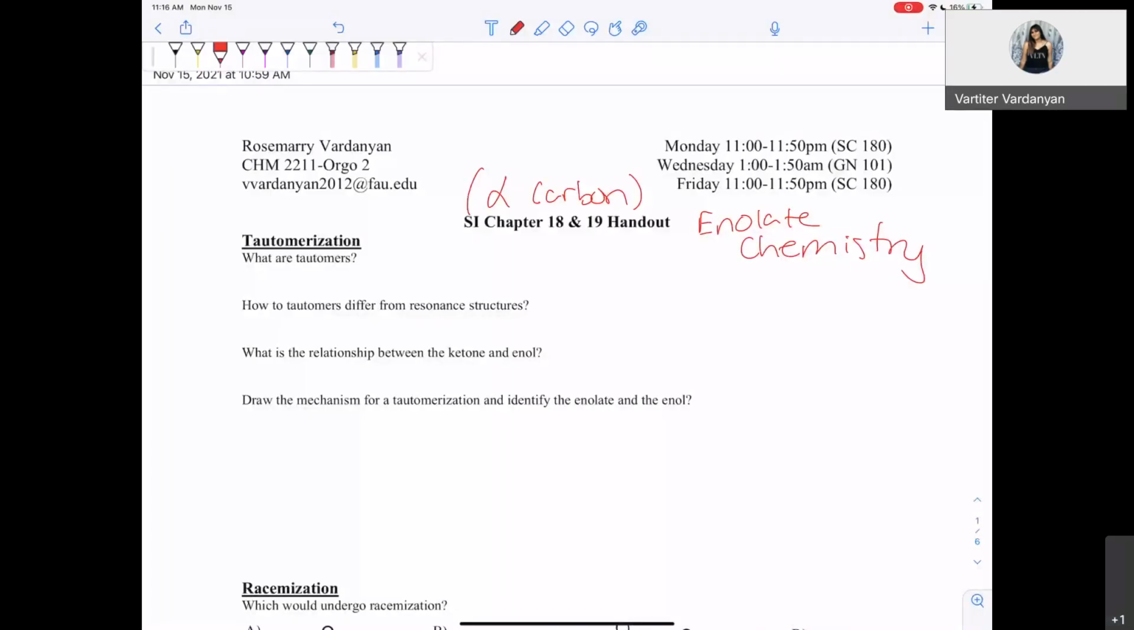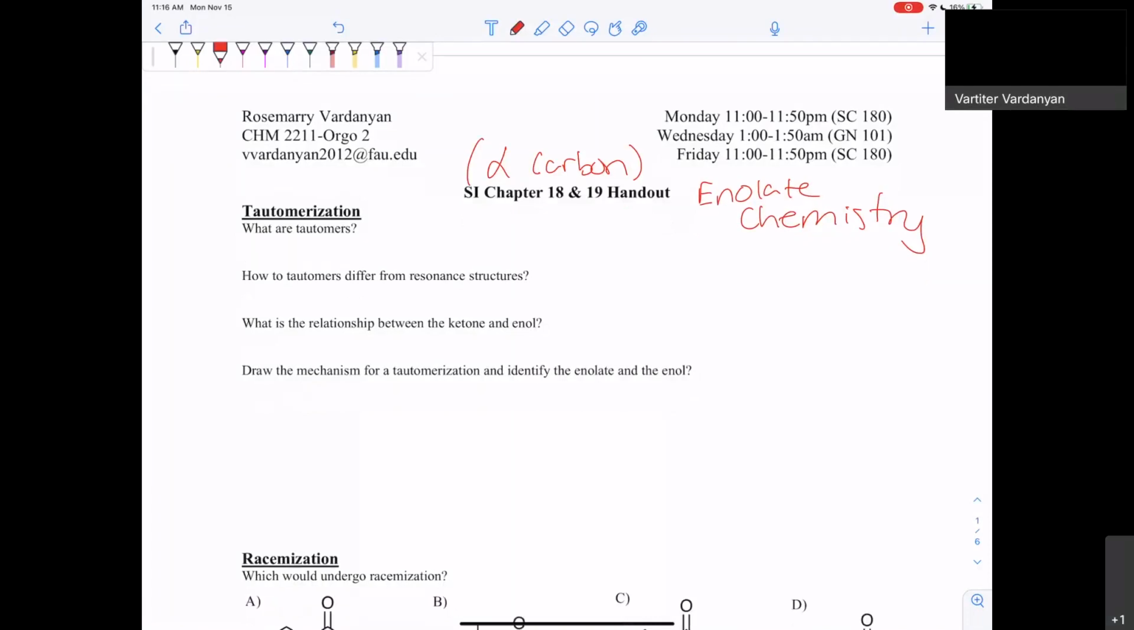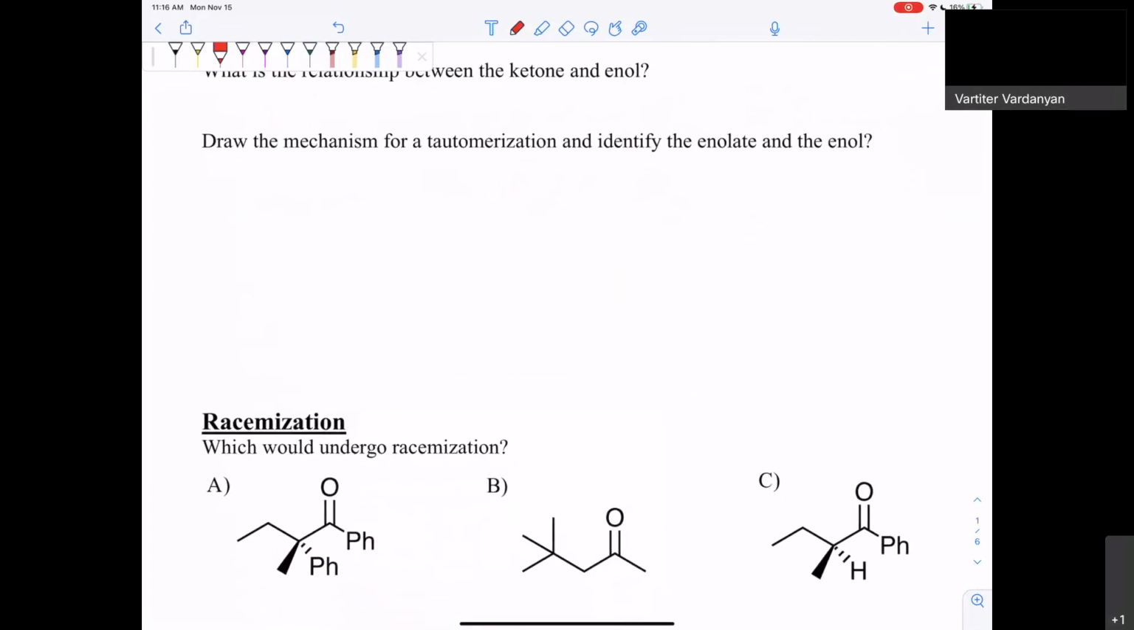So the first thing we're going to look at is what the heck a tautomer is. And before we answer these questions, I'm actually going to draw out the tautomerization reaction. And it's not a billion steps, so that's awesome. And we are going to start with a ketone once again, just like chapter 16.